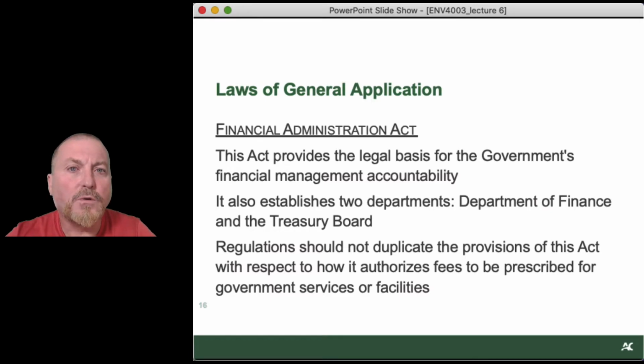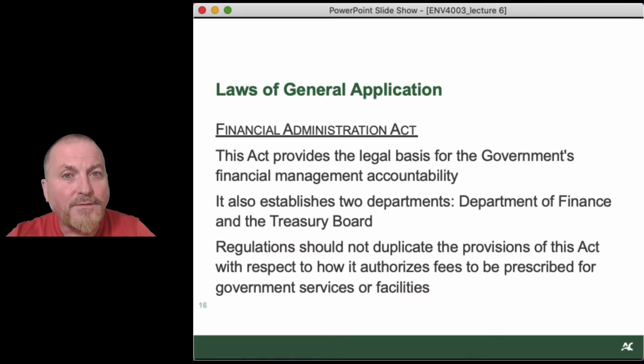Okay? The next one is the Financial Administration Act, also really critical to any environmental policy measures, okay? This act provides the legal basis for the government's financial management accountability. It establishes two departments, Department of Finance and Treasury Board. Regulations or other policy instruments should not duplicate the provisions of this act with respect to how it authorizes fees to be prescribed for government services or facilities. In other words, licensing, fines, all of those things, if they're set up in an environmental policy instrument, must comply with the Financial Administration Act.